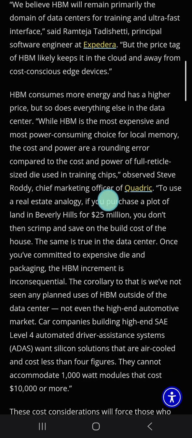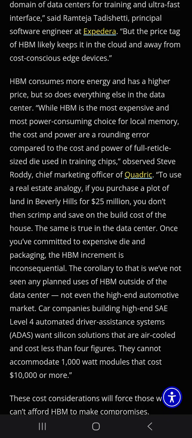To use a real estate analogy, if you purchase a plot of land in Beverly Hills for $25 million, you don't get screamed at and saved on the build cost of the house. The same is true in the data center. Once you've committed to the expensive die and packaging, the HBM increment is inconsequential.